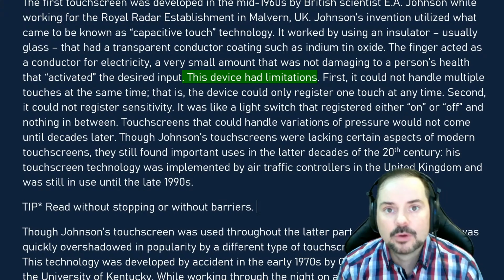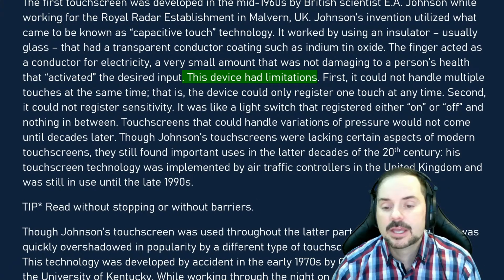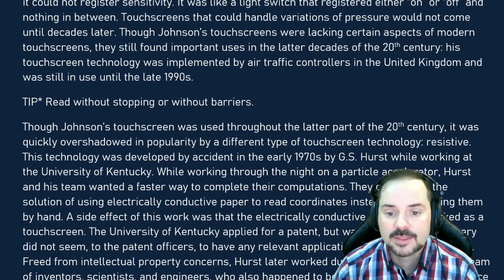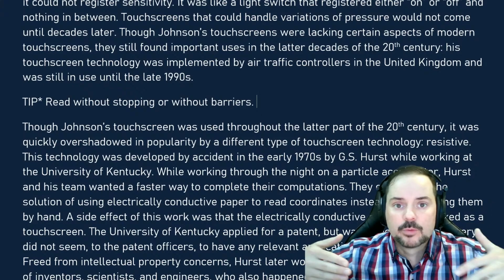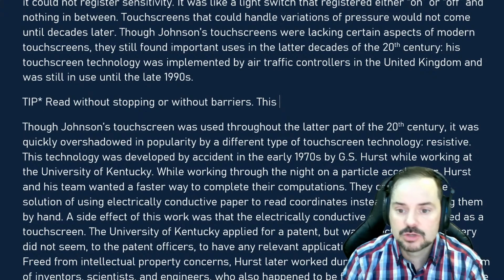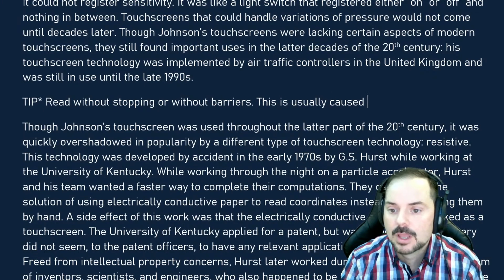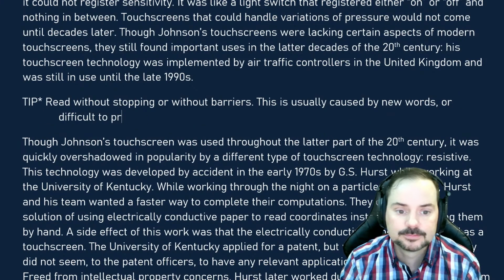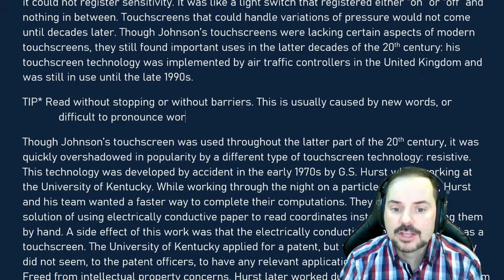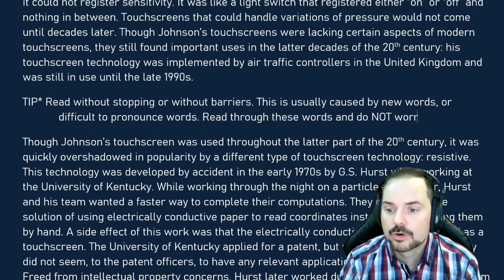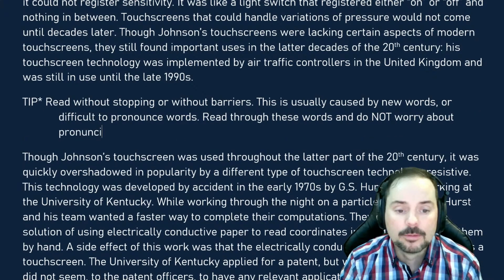Now, the most common reason why candidates get stuck is because they come across new words or words that they can't pronounce. We can trip up when we're reading aloud, but we can also trip up inside our heads as well. This is usually caused by new words or difficult to pronounce words. So the trick is to read through it. Read through these words and do not worry about pronunciation or meaning.